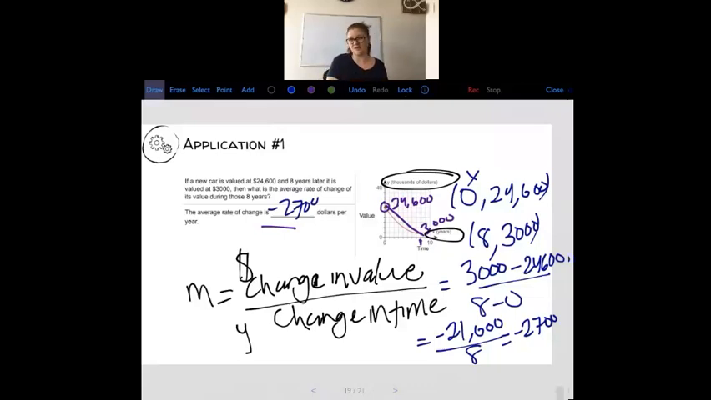And notice that our fraction lined up with that as well. If you think back to unit conversions, it's kind of along the same idea here. Our change is dollars per year, so change in dollars would go in the numerator, and change in years would go in the denominator.